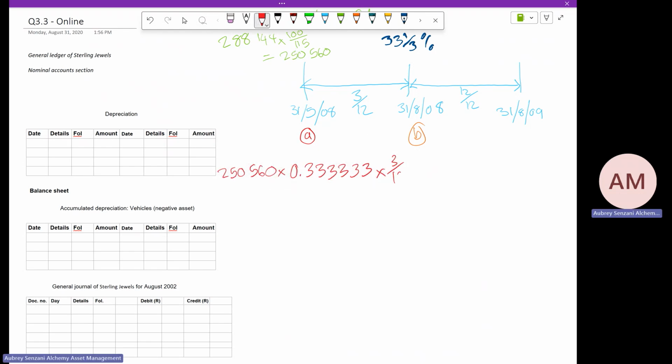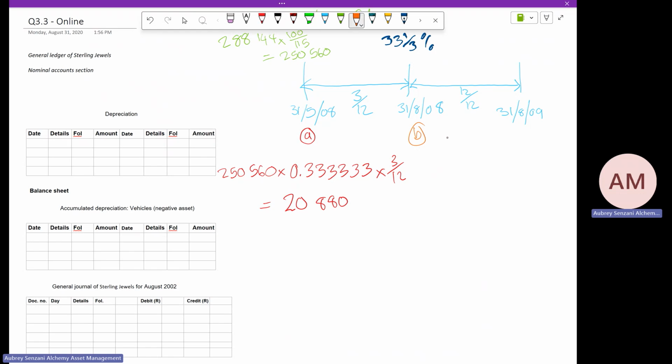times 3 over 12. What does it give us? If you calculate that, you should then get for A 20,880. So that's the depreciation we get at A. We're happy with that. We then proceed to calculate for B.